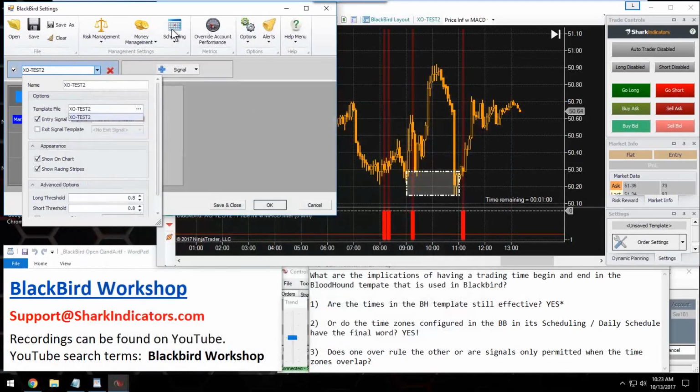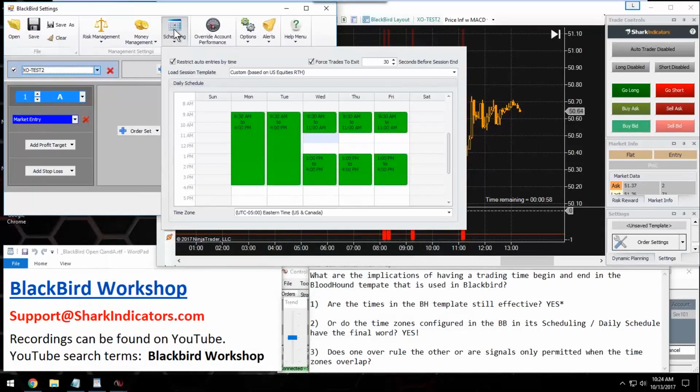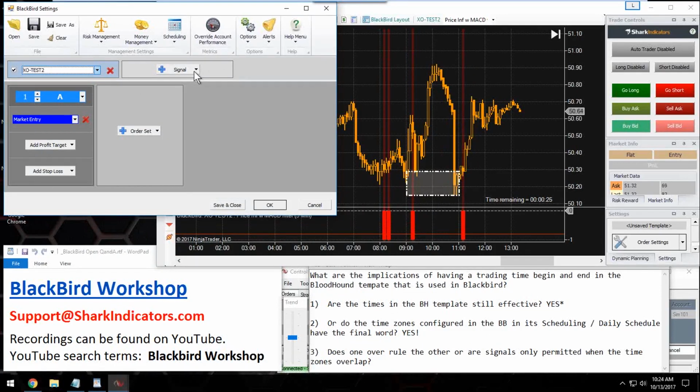And then Blackbird does its own check. Blackbird checks the scheduler and says, am I allowed to execute a trade during this time, right? So when we're in this 2-hour window that's been removed, Blackbird will say, oh no, I'm not allowed to take that Bloodhound signal, and so Blackbird just ignores the Bloodhound signal.